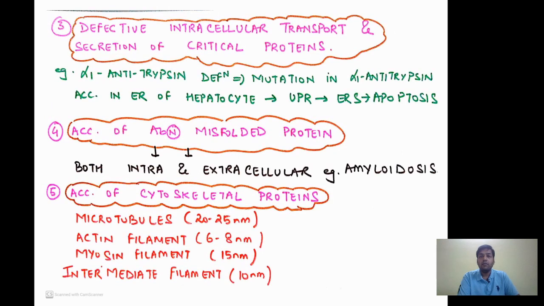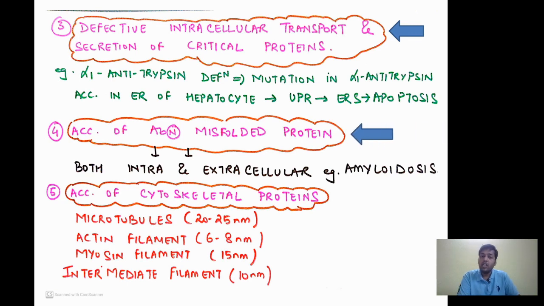Now there are important things over here. Other forms are what? We can have defective intracellular transport as well as secretion of critical proteins. What is the example? We are having alpha-1 antitrypsin deficiency. Here there is a mutation in alpha-1 antitrypsin. This will lead to accumulation of alpha-1 antitrypsin inside the endoplasmic reticulum of the hepatocytes, and that is going to trigger the unfolded protein response, leading ultimately to cell death by apoptosis.